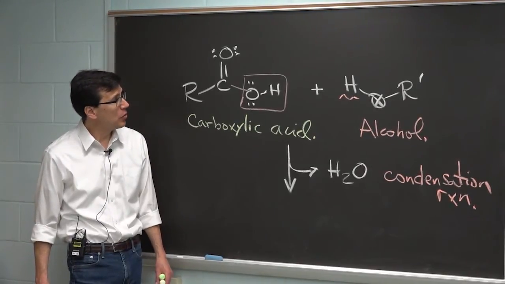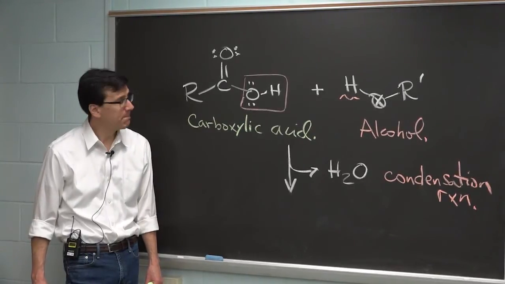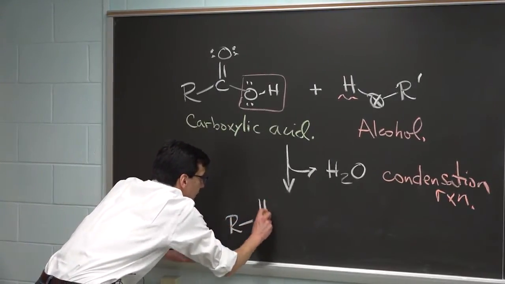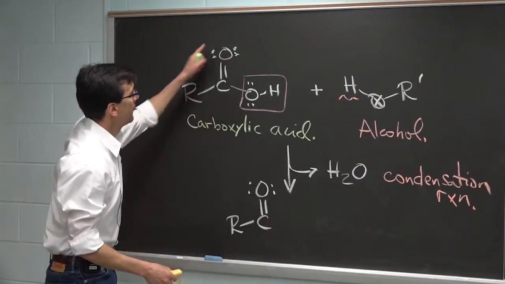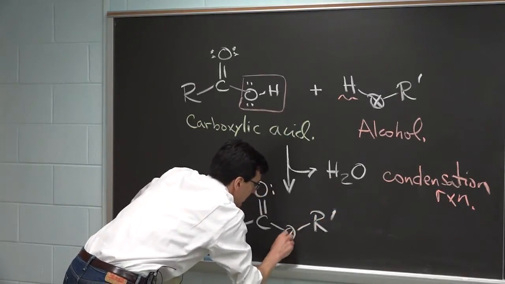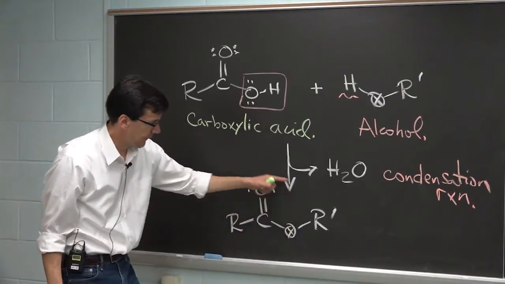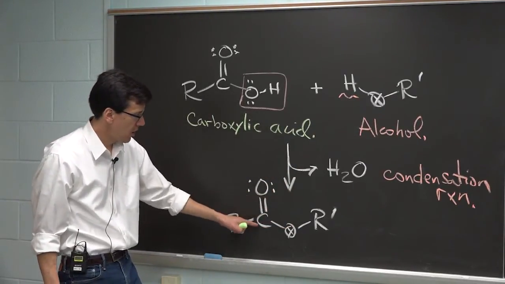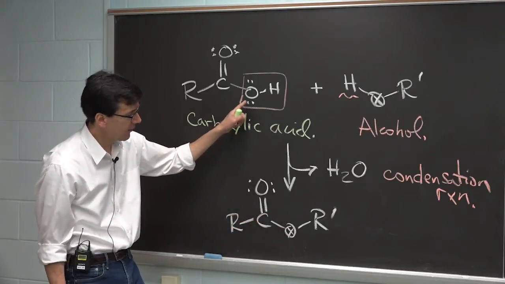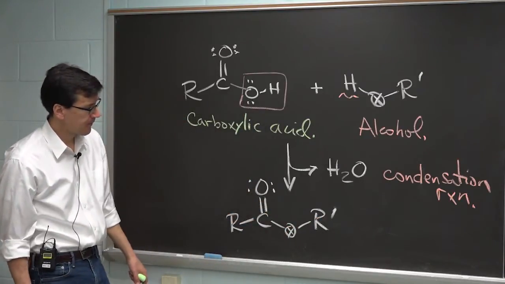So if you were to remove the OH and the H, maybe that's another hint. What product would you expect to form? Well, the product would be one like this. So here is the part that came from the carboxylic acid, and then over here is the part that came from the alcohol. And do you know what this type of functional group is called? So you've got a carbonyl with an R group on one side, and on the other side, not an OH like you had in a carboxylic acid, but an OR prime type of group.